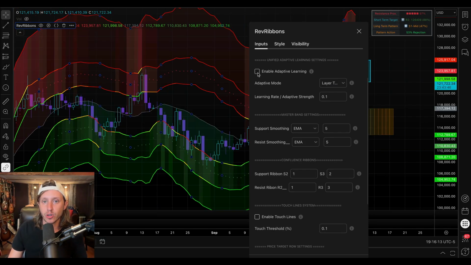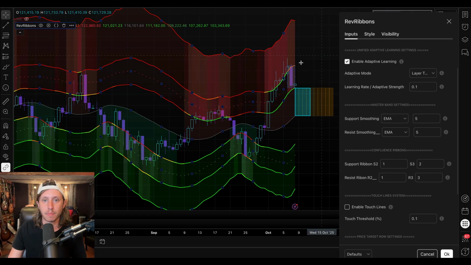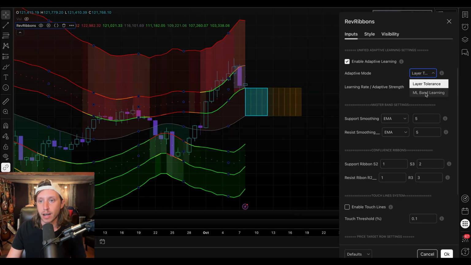Next, we are going to look at the Unified Adaptive Learning settings. It uses adaptive learning and machine learning with price interactions with the bands in the past to control a bit of the smoothing, what I would call the tolerance, which is how far the bands are allowed to expand and contract, etc. And users have the option to use layer tolerance or machine learning band learning, which is a bit redundant there, but it's just 2 different types of AI learning in the tool. And then you have your adaptive strength and learning rate.